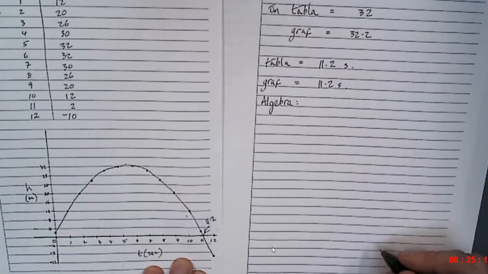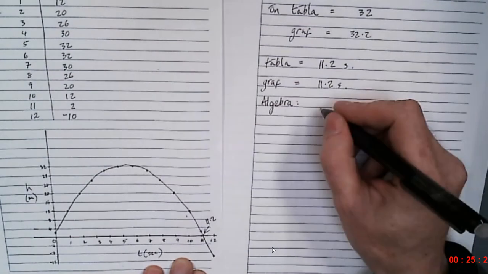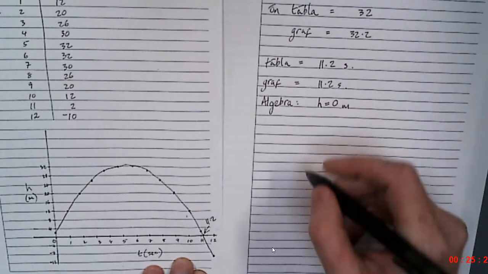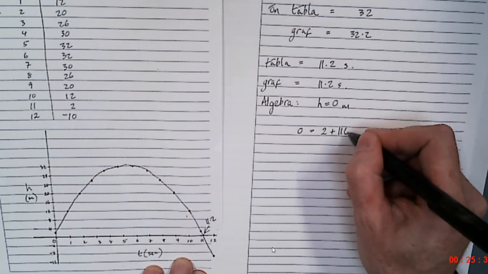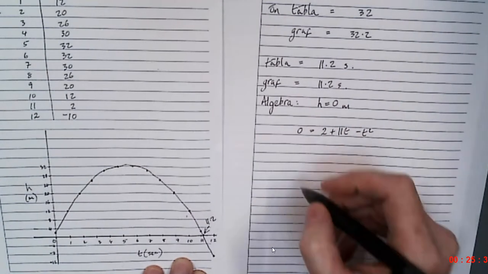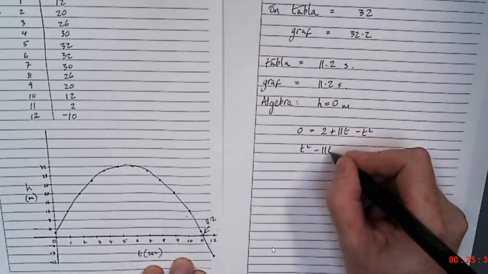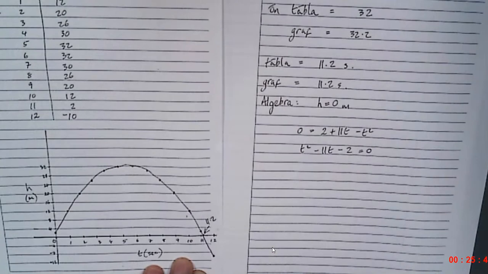For algebra, we set the height equal to 0 meters. So the equation is h equals 0 equals 10t minus t squared. We rearrange to get t squared minus 10t minus 0 equals 0. Then we use the quadratic formula, minus b formula.